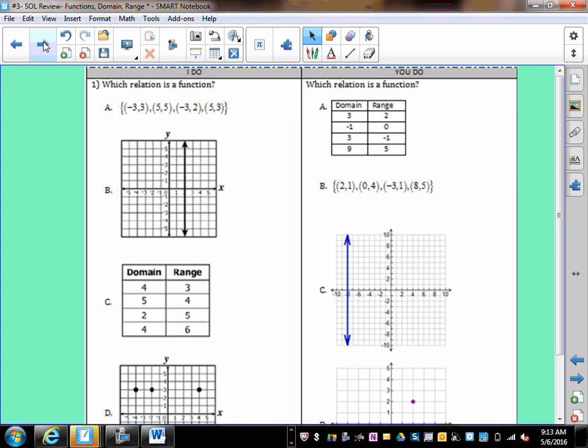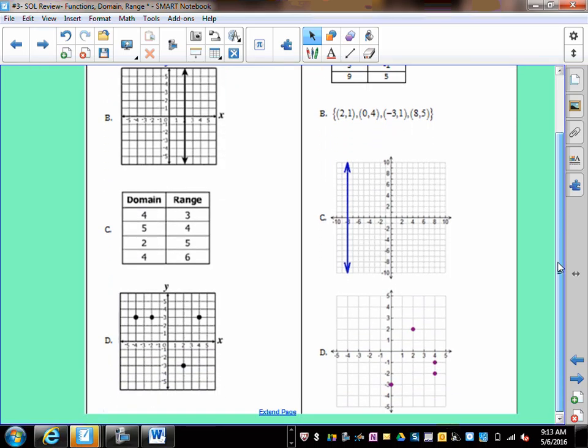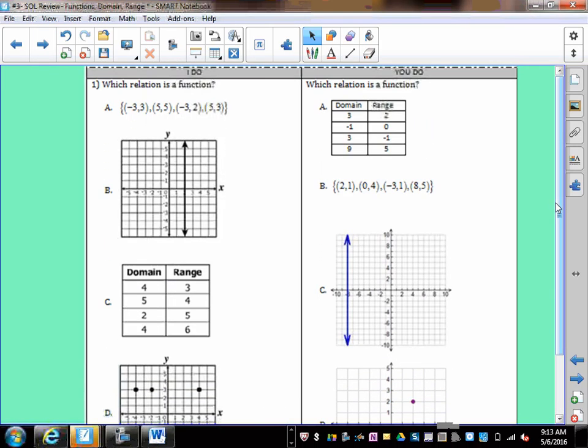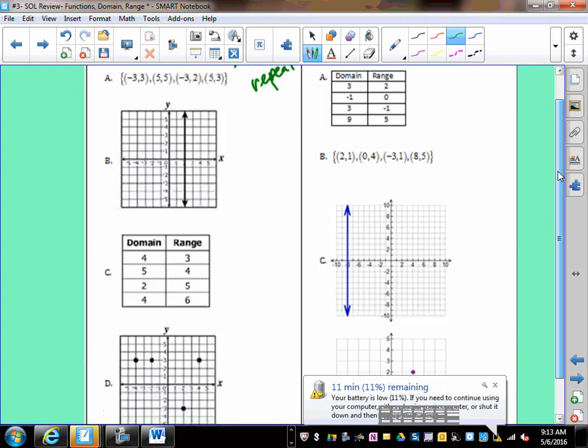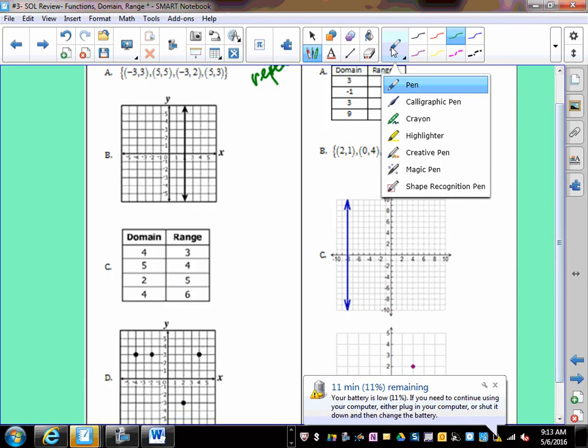Let's take a look at this first one here. I'm going to do the one on the left, and I'm going to have you do the one on the right. It says, which relation is a function? For it to be a function, I cannot have x's repeat. So x can't repeat and go to different y's. I can use that as well as my vertical line test. Since I have two graphs here, let's do the vertical line test first and see what that gives.